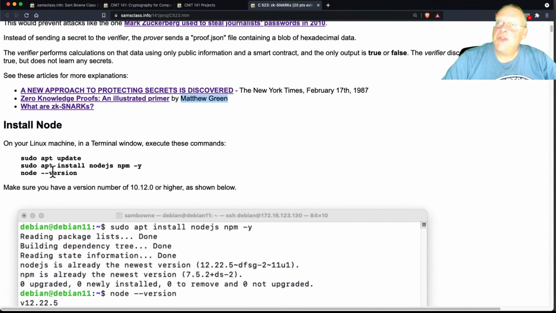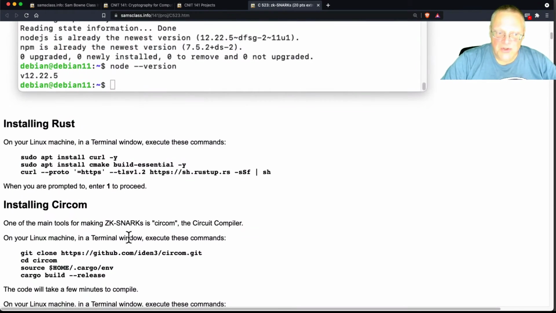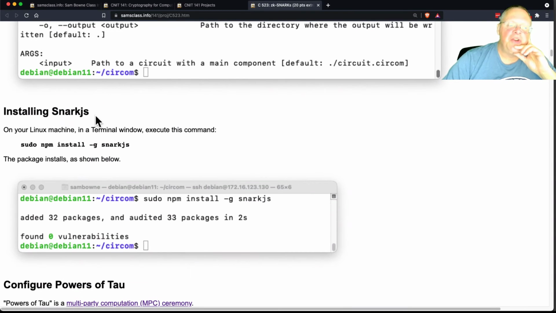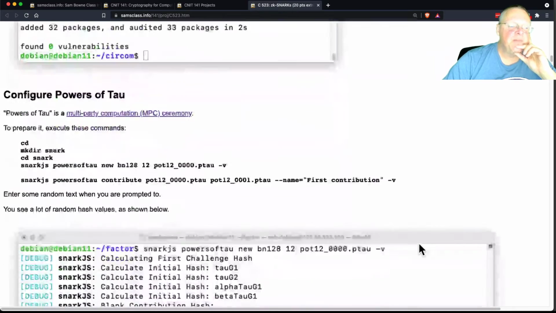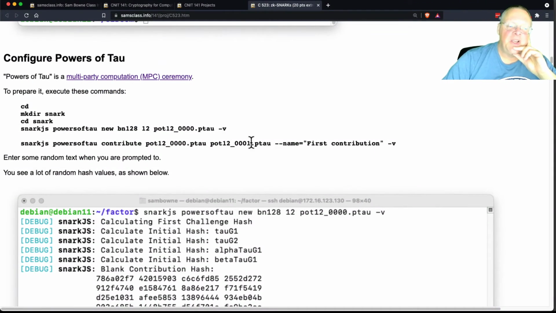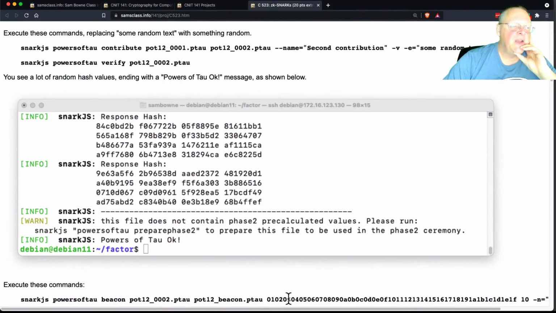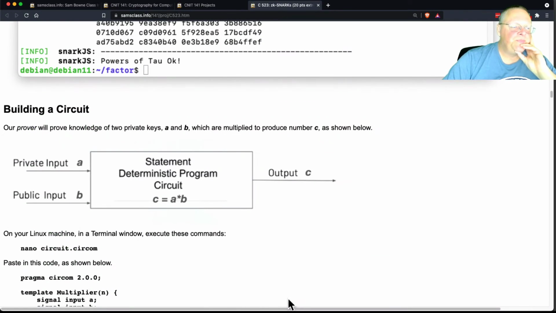So you can make ZK SNARKs. You have to get a Linux machine, install Node, install Rust, install Circom, which is the circuit compiler, and then you can install snarkjs, which is JavaScript that's used to make these SNARKs. And now it's complicated. You configure something called powers of tau that pre-calculates a whole bunch of junk. And then you build a circuit. The circuit has a private input, a public input, and then it proves that you can calculate A times B and output C.